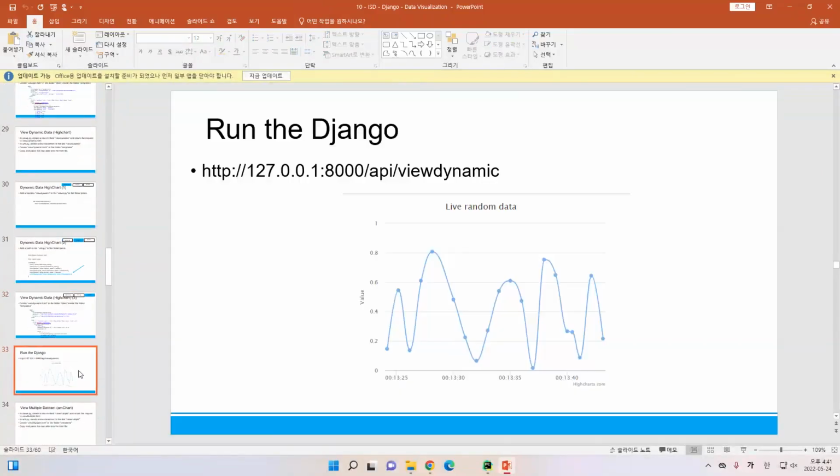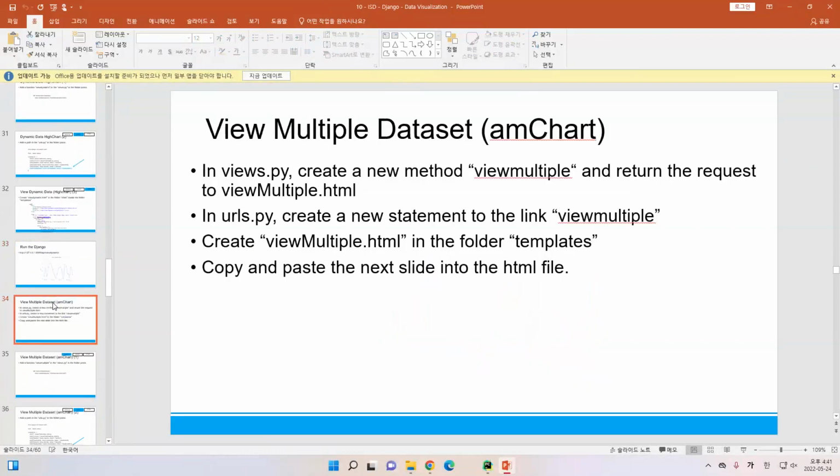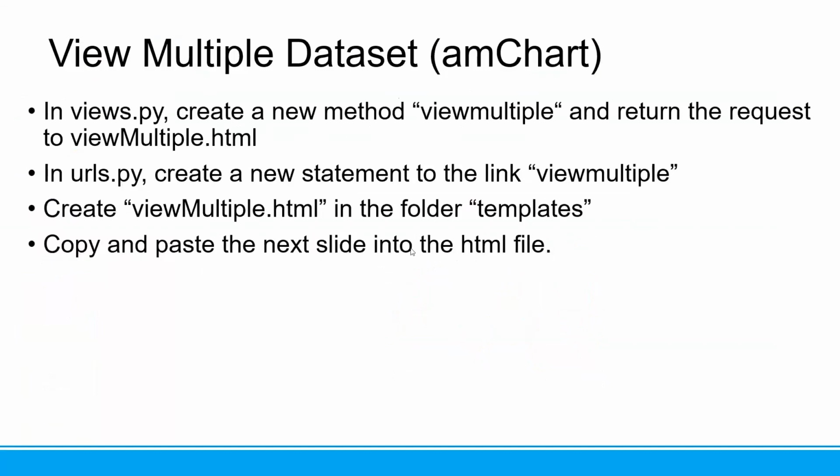So let's see a different type of chart. Now I'm going to use amCharts. This is another chart, and in this chart, we are going to make multiple charts. So in the views.py, let's create a new method, view multiple, and return the request of the function to multiple.html. And then in the URLs, you can create the view multiple, and then create view multiple.html in the folder templates.